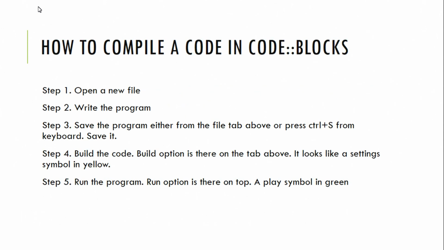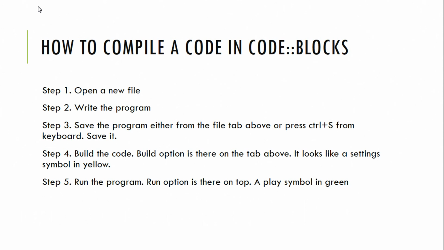Now, I told you about three editors. One is Code Blocks, another one is Turbo C++, and another one is the GNU GCC compiler, or the compiler that is used in Linux, which is the purest form of compilers. So how to compile a code in Code Blocks, we will see it.